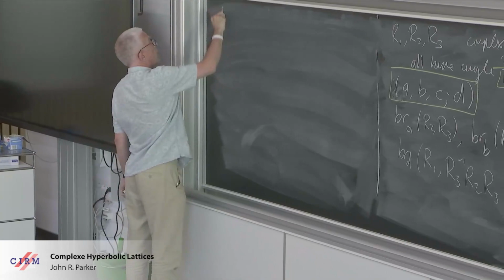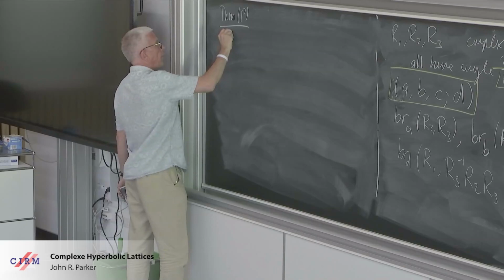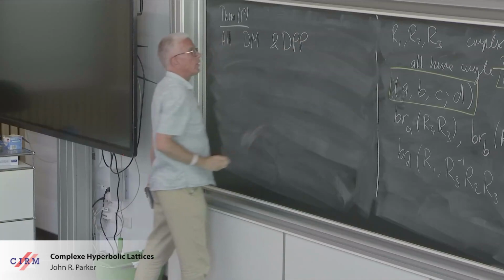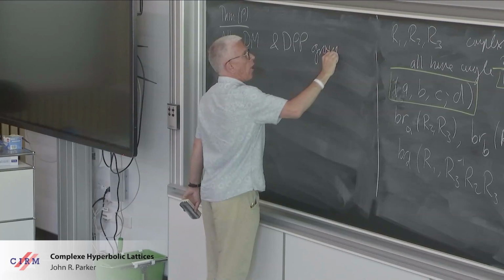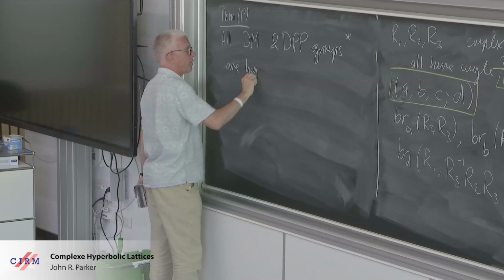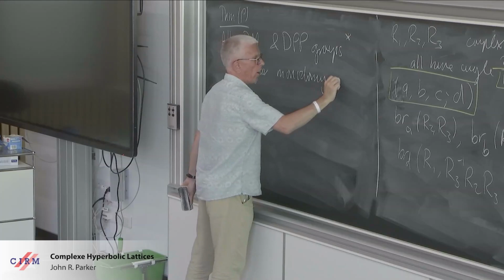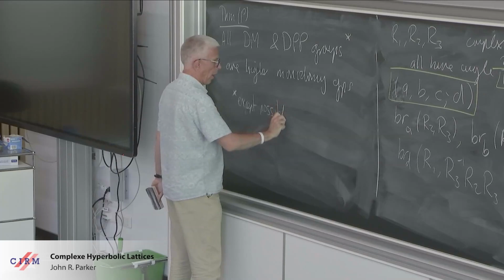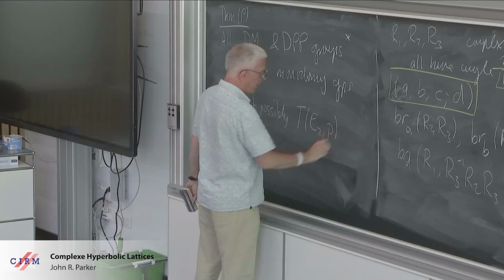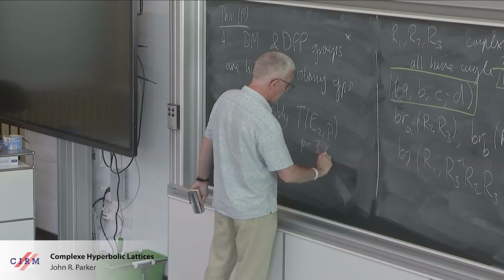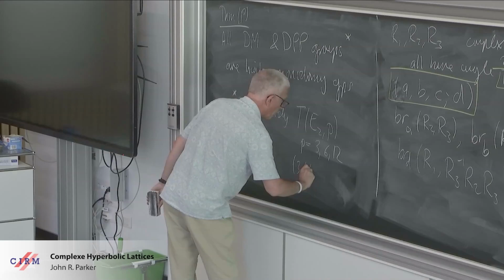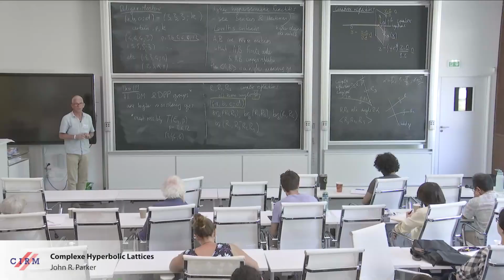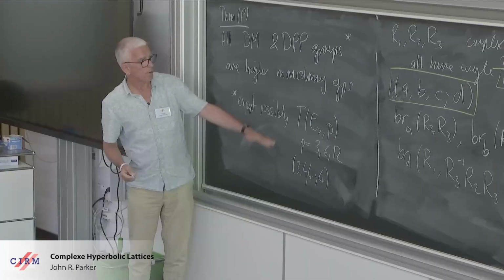So then, theorem. So all DM and DPP groups are high monodromy groups. Where star means except possibly TE2P for P equals 3, 6, and 12, where this means 3, 4, 4, in my ABCD notation. So this is one of the families. It's a more awkward family to deal with. So I could not show that for the.